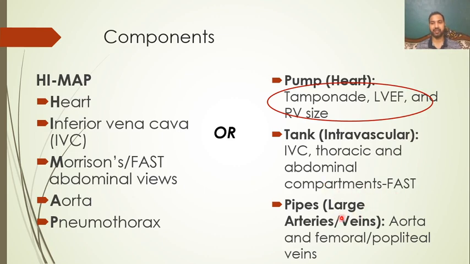Next important thing under the intravascular tank is the thoracic and abdominal FAST, which I will discuss in the next slide. And the last one is the pipes or large arteries. Under these come the aorta, femoral and popliteal veins.